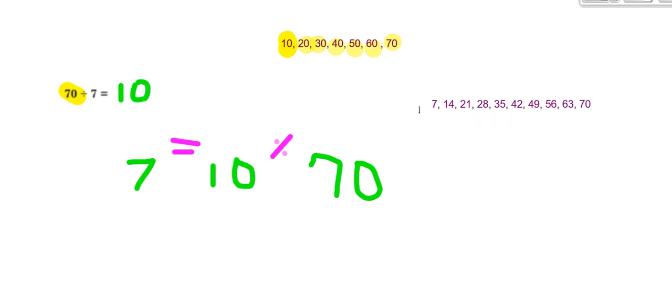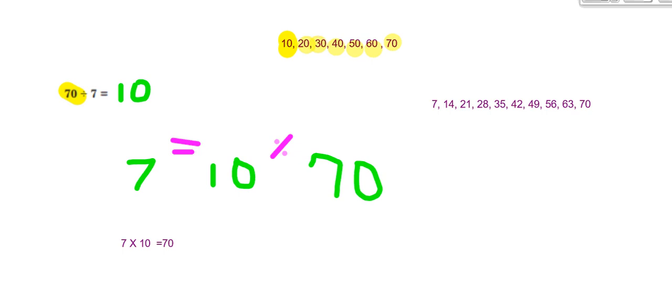Again, 7 times 10 equals 70. And 7 times 10 is the same thing as 70 divided by 10 equals 7. 7 times 10 equals 70. 70 divided by 10 equals 7. Okay? So there are the strategies for you to use.